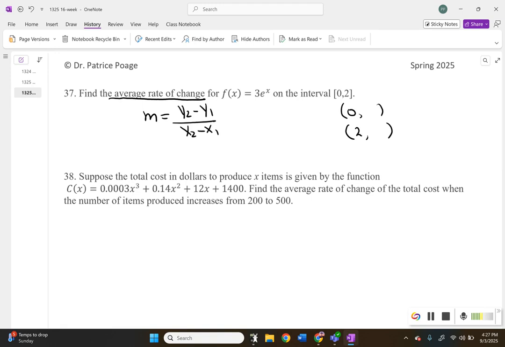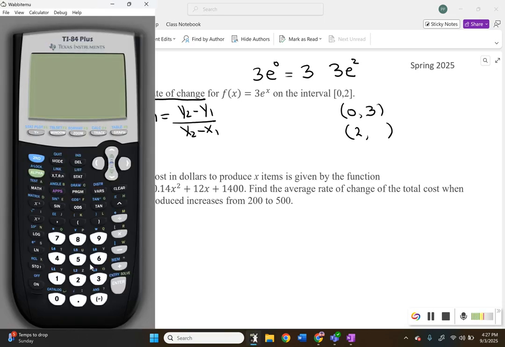So if we plug these in, we get 3e to the 0, which you could put in your calculator if you want to. e to the 0 just equals 1. So that's 3 times 1, or 3. And then if you put a 2 in there, we'd have 3e squared. So that one I'm going to plug in. It's going to be a crazy number, but we'll still plug it in anyway.